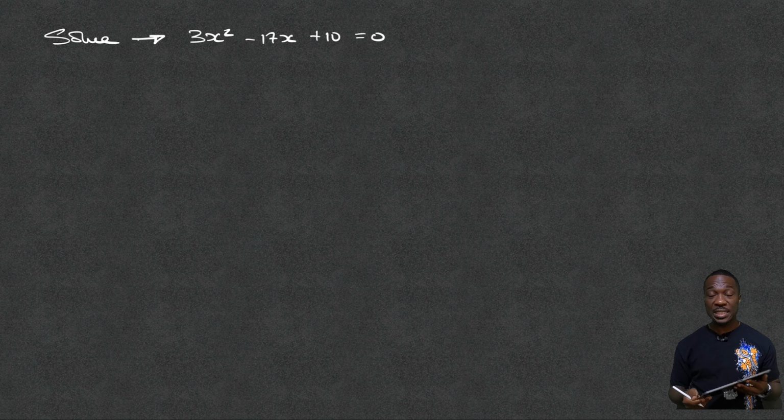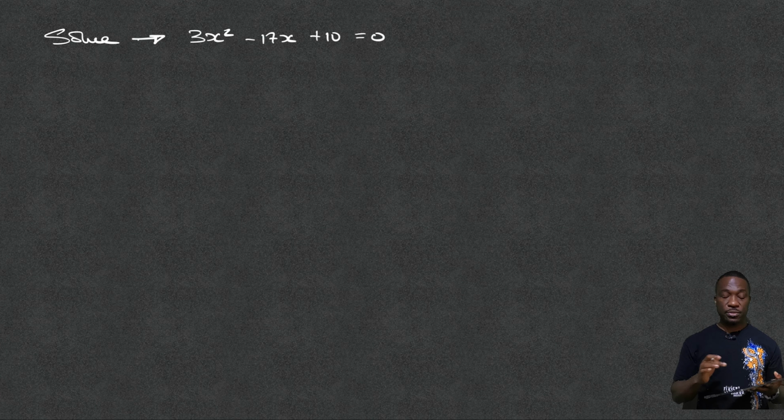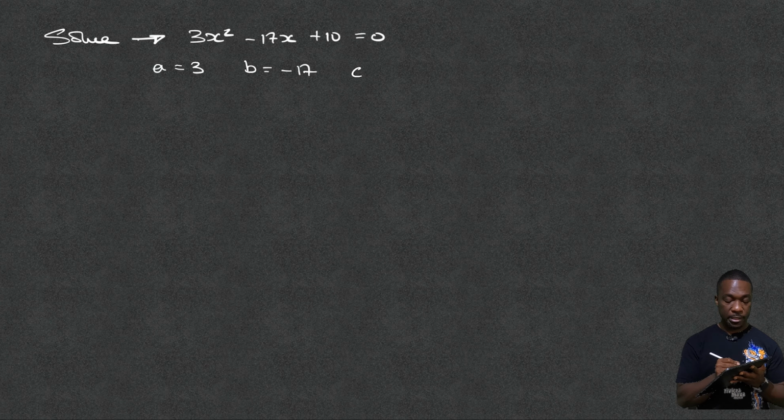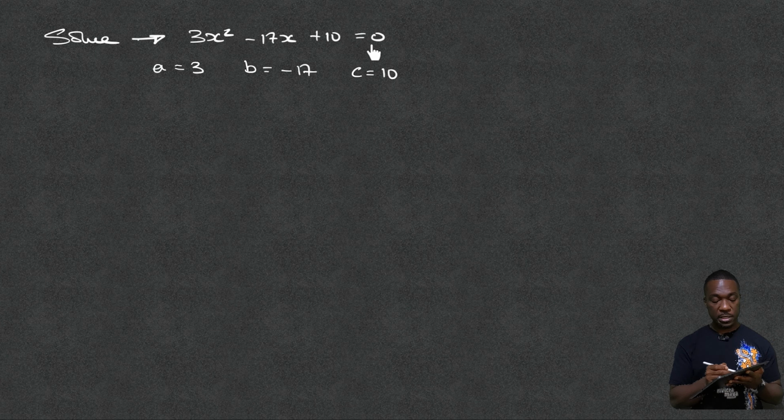Here we go. Again, make sure you state your a, b, and c. So a in this case is going to be 3. It's the coefficient of x squared. b is negative 17. Make sure you take the number with the sign. And c is going to be 10. So c is a positive 10 there. Check it's equal to 0, which is what we should have done first. And then let's jump into the quadratic formula.